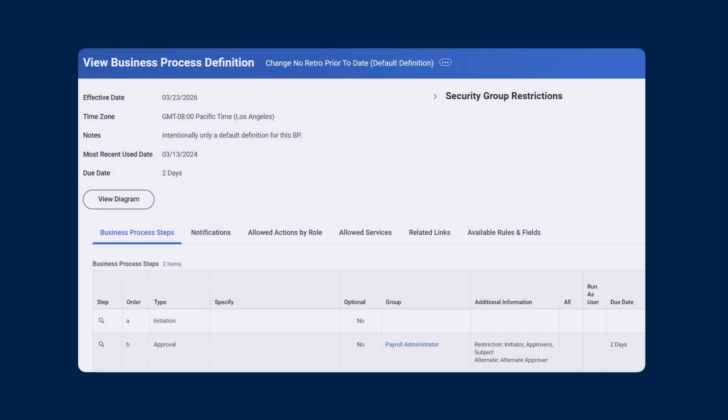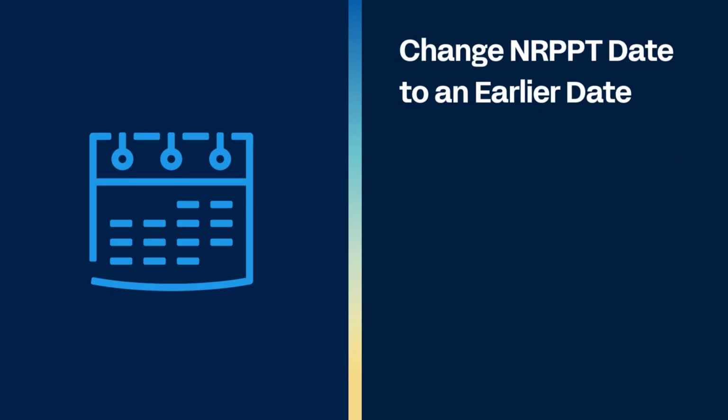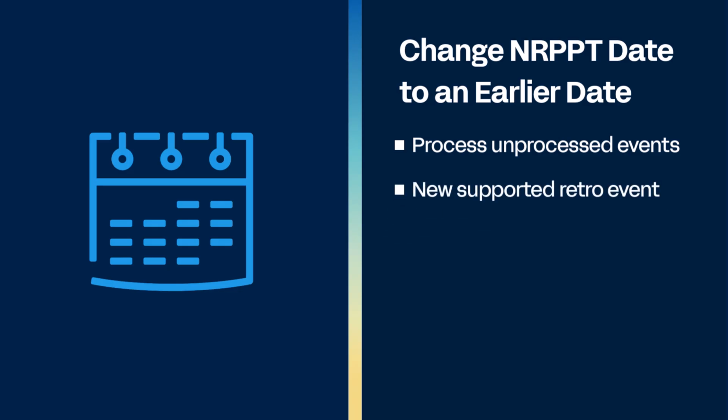a later specified date. When you change a worker's NRPPT date to an earlier date, Workday can process unprocessed events that occurred back to the new date. However, you must enter a new supported retro event, often a payroll input, to trigger the retro calculation and pull in those previously unprocessed events.